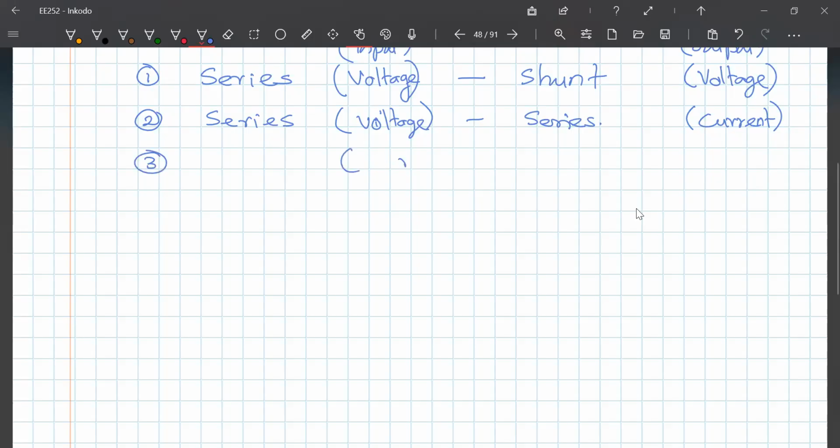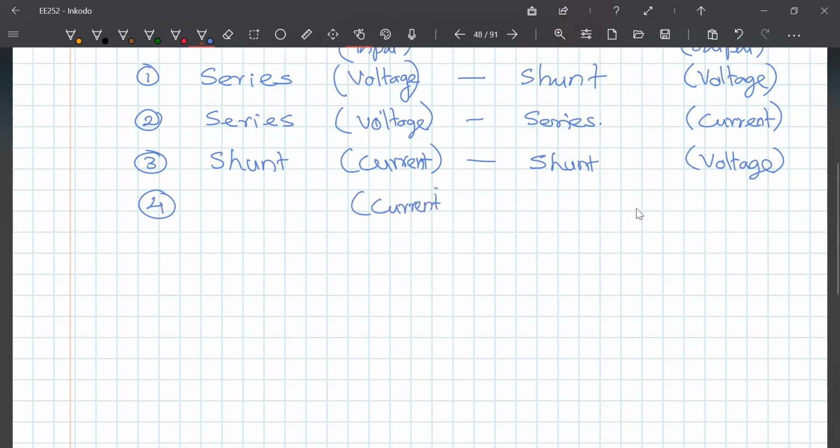The current input and voltage output. So this is a trans impedance amplifier. Obviously, since output is voltage, you have to shunt sample it. Since it's a current, you have to mix it in shunt also. So these are called shunt feedback. And the number 4 obviously is when the input is a current and output is also a current, amplifiers. So this is called shunt series feedback.